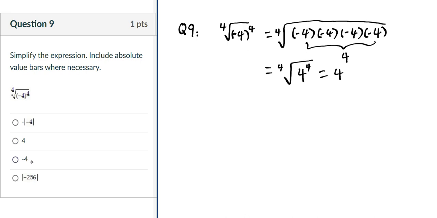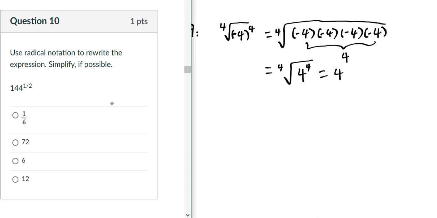Third one is negative, not correct. And this one is not correct because the fourth root of negative 4 to the fourth is the absolute value, positive 4, and if you put negative in front of positive 4, you still get negative 4. This one is not correct. So the answer is second choice.